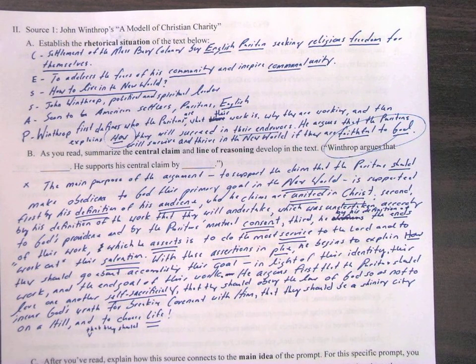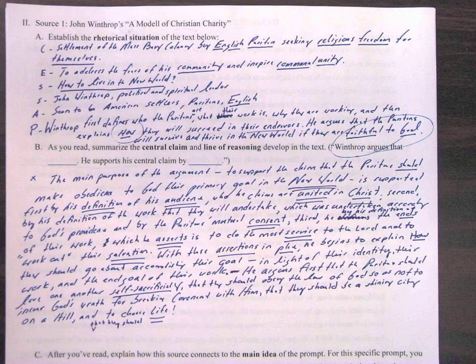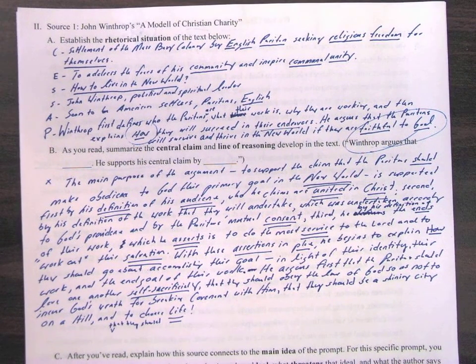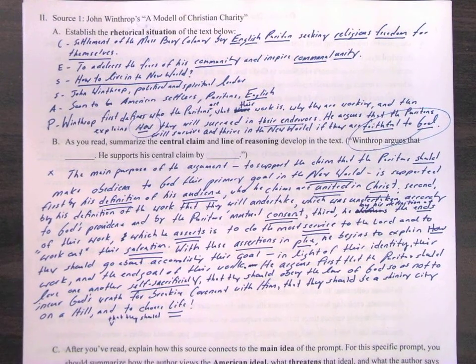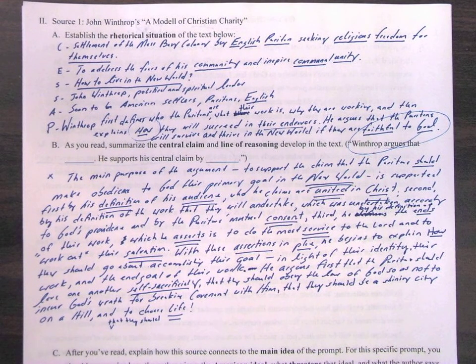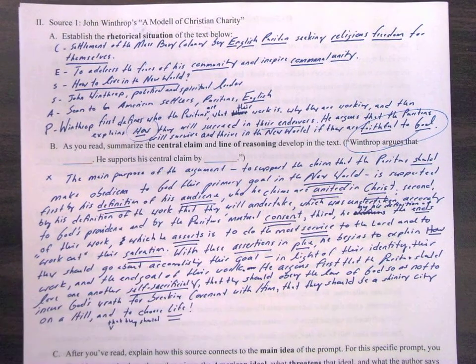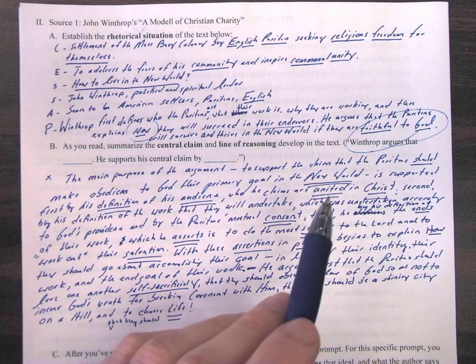What's the ideal? Faithfulness to God, to establish a Christian community that is authentically glorifying and honoring to God. What threatens that ideal? It would be very simply sin and godlessness, walking away from or not being faithful to God's law. All right, so what's his central claim? Well, the central claim, like I said, is that he is attempting to persuade his Puritan audience that they should obey God's law and make that their primary goal in the new world.